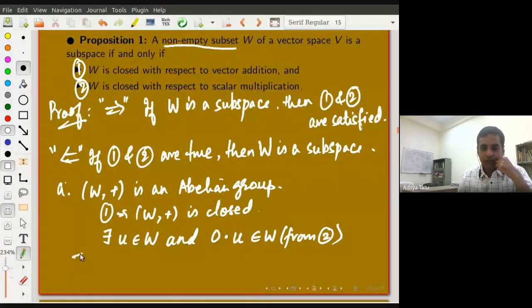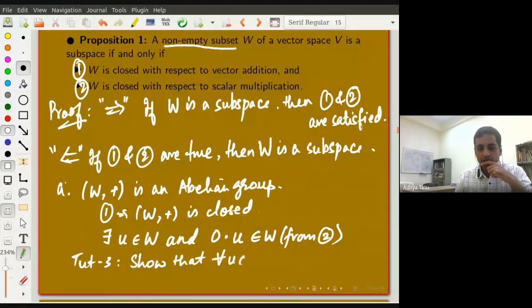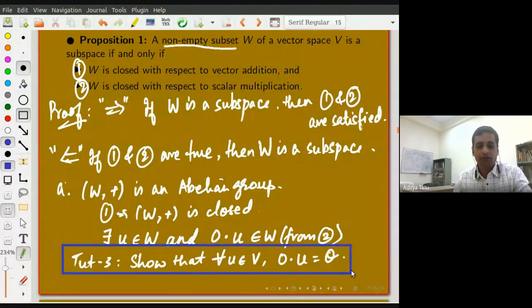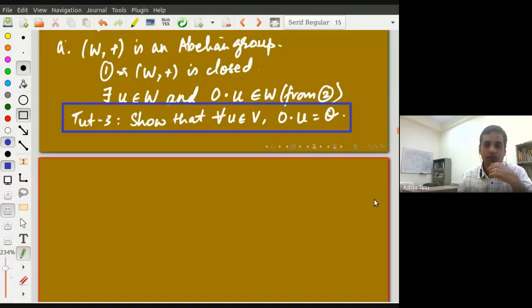Oh, I'm running out of time. So this will be a tutorial 3 question. Show that for any vector U in my vector space, 0 scalar multiplication U is equal to theta. Just highlight this. This will be one of the questions. You'll have to prove this. So for now, let's just assume this is true. Since this is true, 0 times U is theta, and that also should belong to W. Okay, so additive identity exists. That's done. Then what's the next property?